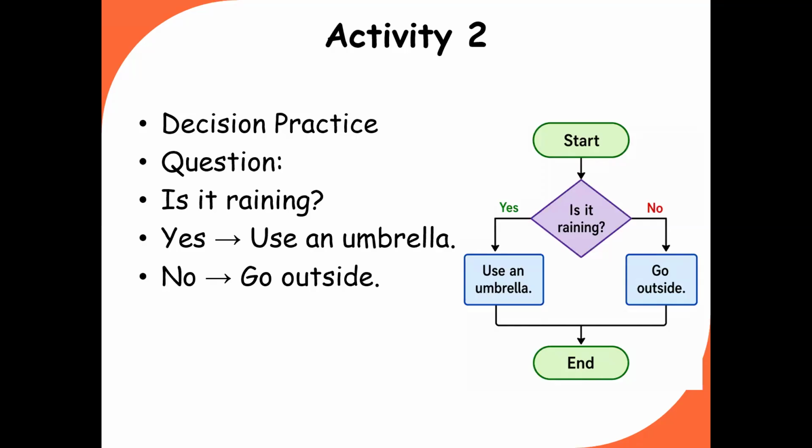No, we go outside, and we end the flow. We end like this. That is the end. Is it raining? Yes. We bring out our umbrella and we end the program. So here we need to go outside before we end the program. Is it raining? Yes. Use an umbrella, then go outside, and we end the program.